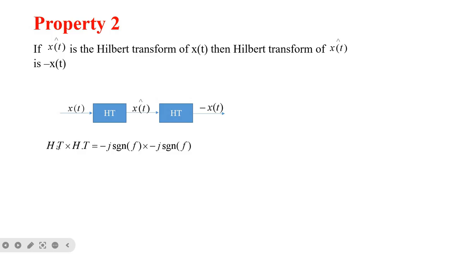Since the Hilbert transform is taken twice, here we multiply Hilbert transform into Hilbert transform, that is equal to minus j signum function into minus j signum function. Minus into minus is plus, j into j is j square, and we get signum function square. Signum function square is equal to 1, so we can replace this by 1. j square is minus 1 and signum function square is 1, so we get minus 1. And this output is for all the values of f. Now because the output of the above expression is minus 1, we can say that the Hilbert transform of x cap of t is minus x of t.